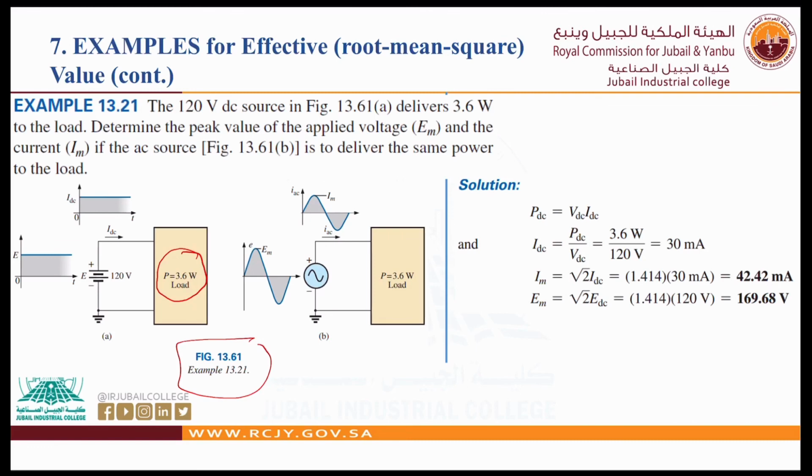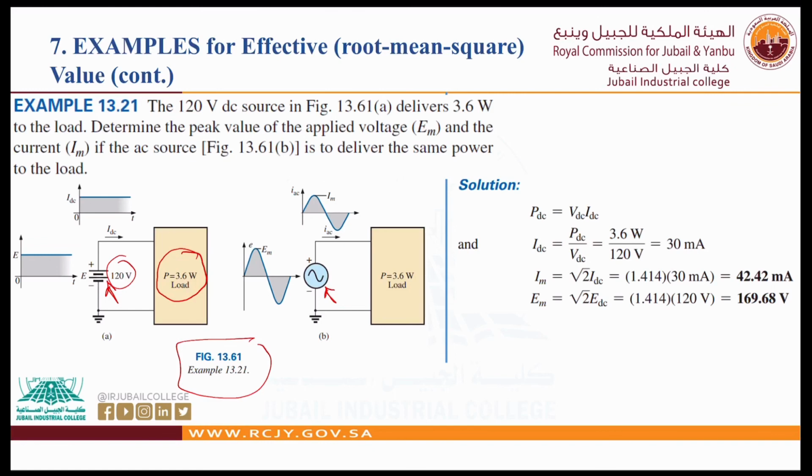Determine the peak value of the applied voltage EM and the current IM if the AC source is to deliver the same power. This is the AC source we have now. He wants to show you the comparison between AC source and DC source. This is 120 volts. We need to have the AC source, how much the V peak in the AC source.